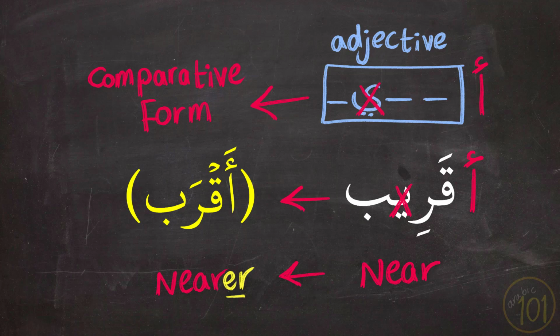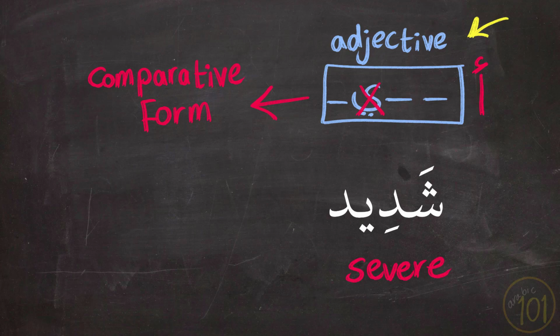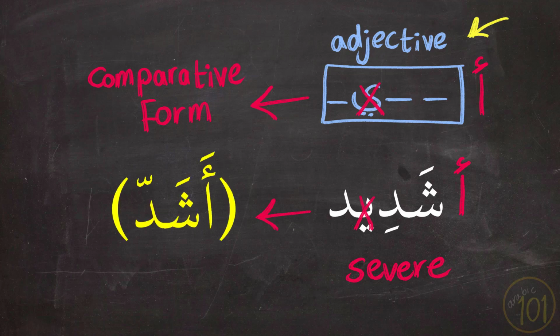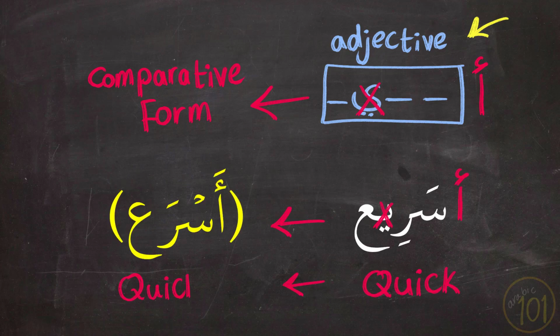And you can apply the same method with all similar adjectives that have the letter ya coming second to last. So, shadid means severe, and when we add a hamza at the beginning of the word and then remove the ya, we turn it into ashad, which means severer. Sari'a means quick, and asra means quicker, and so on. You can basically apply the same rule on all similar adjectives.